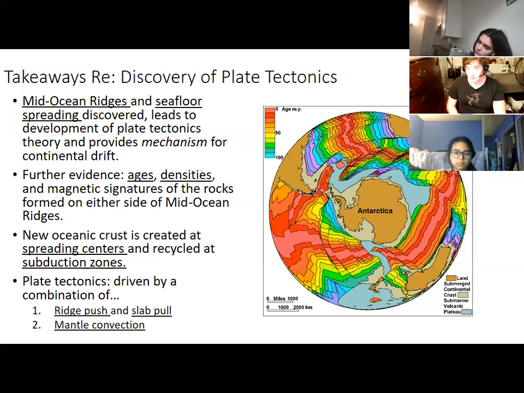Slab pull refers to the fact that the downgoing plate helps drag the rest of the plate with it, largely because the minerals in the plate become metamorphosed and a lot heavier when subduction is happening. As they become heavier and denser, that drags the rest of the plate along with it. And it's all driven to a big extent by convection of material within the mantle.